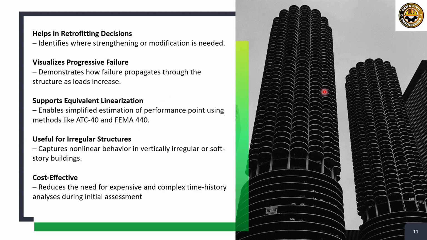Next, it is very useful for irregular structures. When we talk about linear methods, we do not account for the irregularity. But in case of pushover analysis, we can see that. So it captures non-linear behavior in vertically irregular buildings or soft story buildings. Basically, a soft story is a kind of stiffness irregularity when a floor is compared with the floor above it. If the floor below has less stiffness than the story above, it is said to be a soft story or stiffness irregularity.